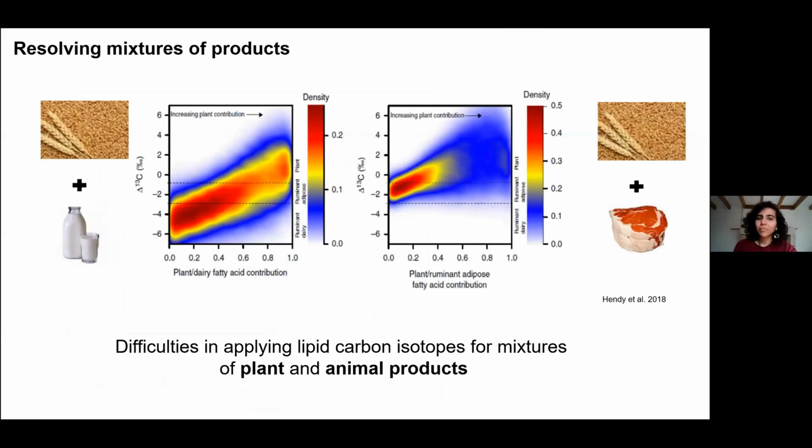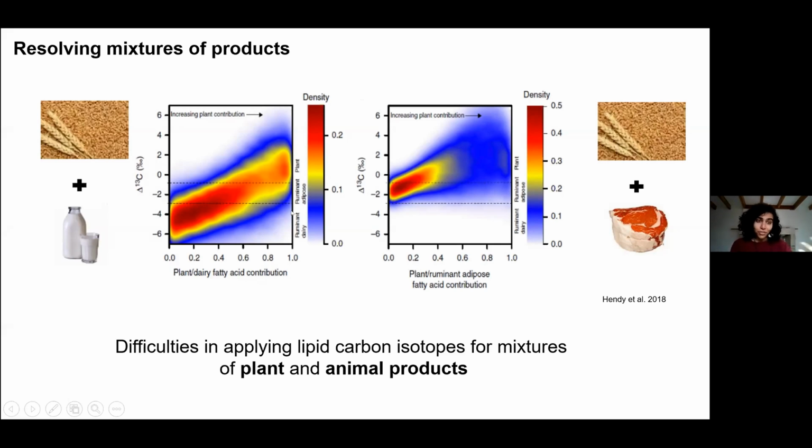Now here's where I explain a little bit about the complications of interpreting this data. We know that resolving mixtures of plant and animal products can be quite challenging in lipid isotopic studies. Some hypothetical mixing experiments have been conducted, where you'll notice that as you increase the contribution of plant in a vessel, this is an example of a dairy product with a plant, you have a higher chance of achieving values that fall within non-ruminant fats. And similarly, if you mix a plant with a ruminant adipose fat, if you increase slightly your plant contribution, you again might have values that resemble non-ruminant fats.